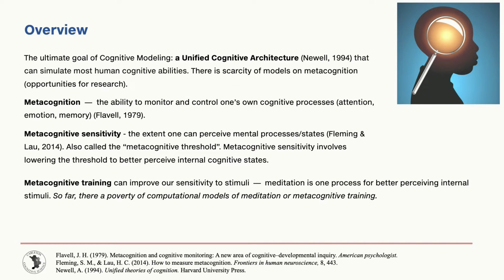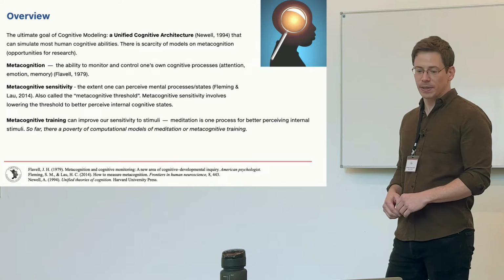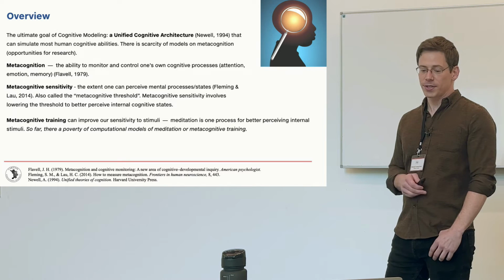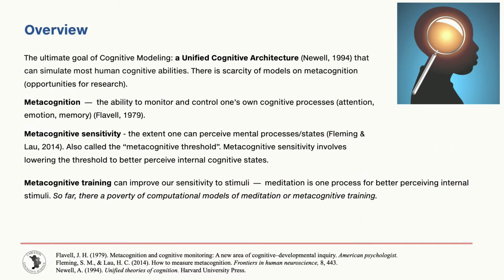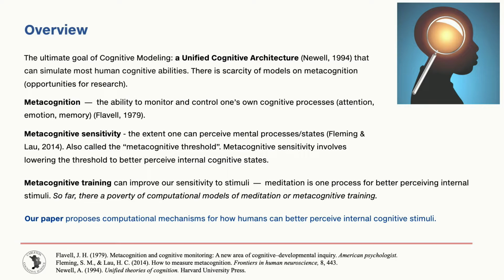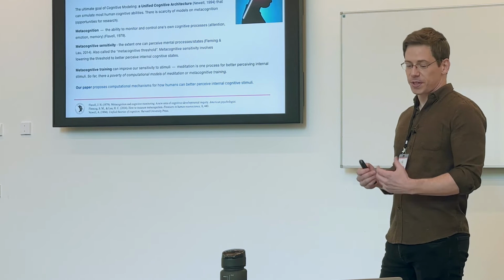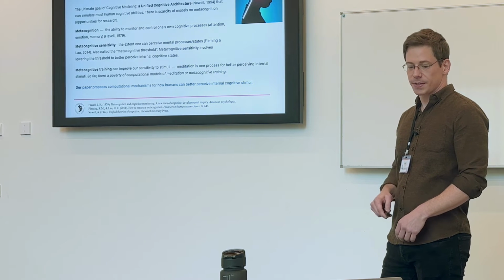And metacognitive training has shown overwhelmingly to be able to improve metacognitive metrics. So you can increase your attention, your emotional control, and you can improve your sensitivity to your own internal cognitive stimuli. And meditation is one process that is shown to be able to improve your ability to perceive your internal states. But so far, there's a poverty of cognitive models related to meditation and metacognitive training. So our paper proposes computational mechanisms for how humans can better perceive their internal cognitive processes.